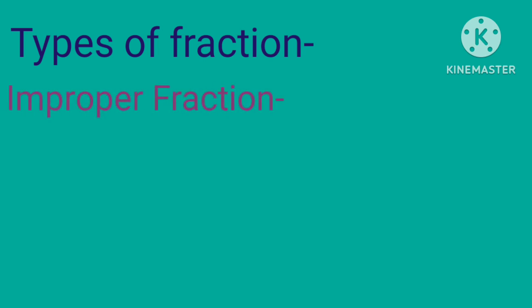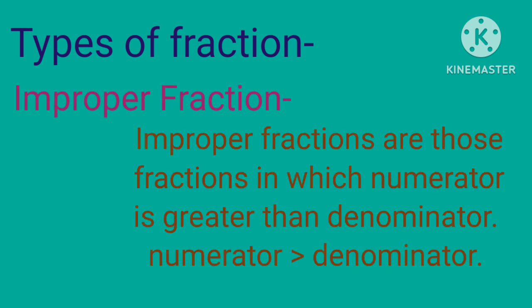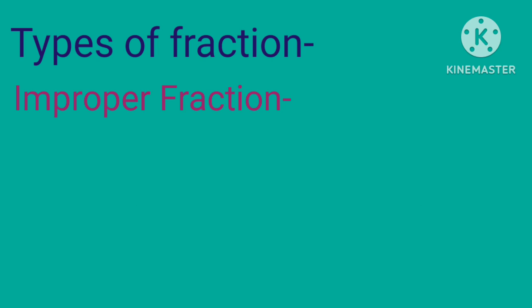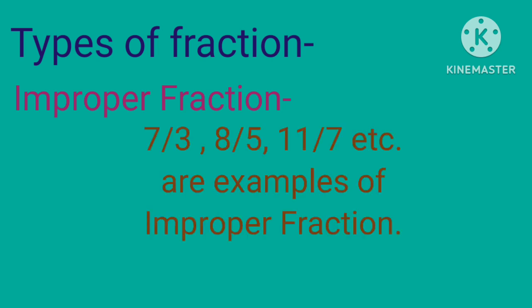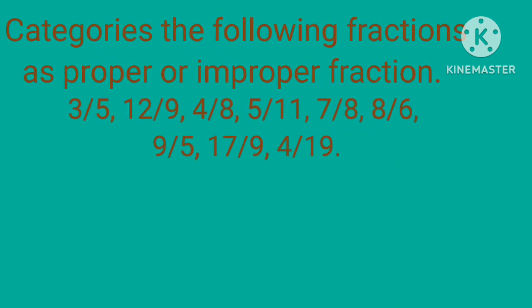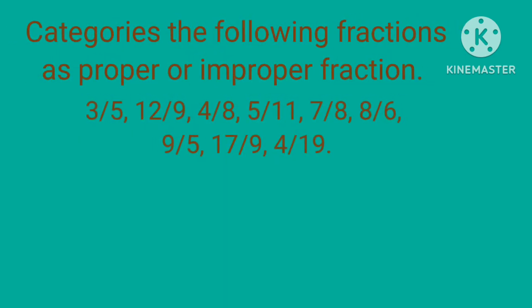The second type is improper fraction. Improper fractions are those fractions in which numerator is greater than denominator. 7/3, 8/5, 11/7, etc. are examples of improper fractions. Let's do one question so that you can understand the difference between improper fraction and proper fraction.